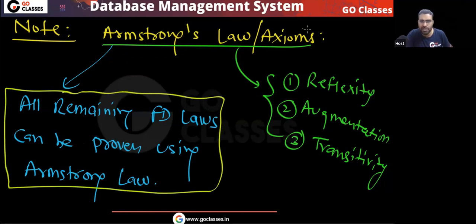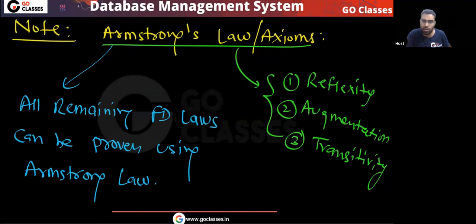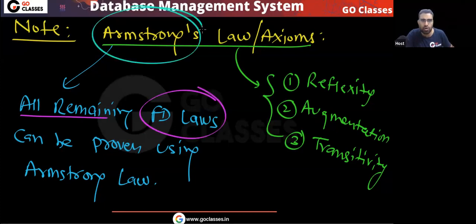When this type of situation happens, these Armstrong laws are called sound. There is a word, sound. Anyway, that is not required for us, we don't care about it. This is just a simple point. You can understand that all the remaining functional dependency laws you can prove using Armstrong laws. That is the reason these three laws are special, because using these three you can prove every other law. Understood? Did you understand why these are special?